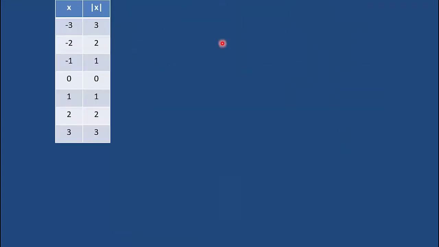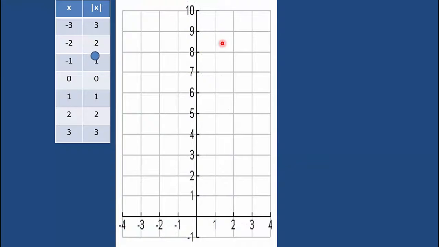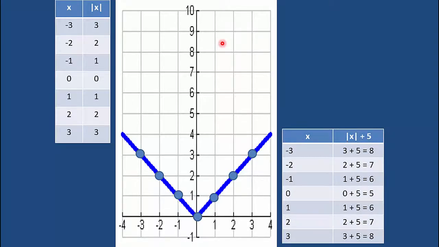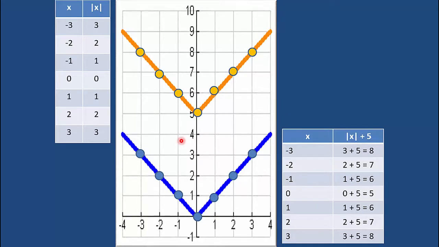So let's look at the graph then. If we go through and we plot all these points, and get the absolute value graph, and then we come back and we look at the graph where we didn't just have the absolute value, we had the absolute value of x plus 5, and we plot those points, notice everything is raised up 5. It's as though we just took all these blue circles and raised them up 5, made the yellow circles. See, so the effect that adding that 5 had on the graph was to raise it up.